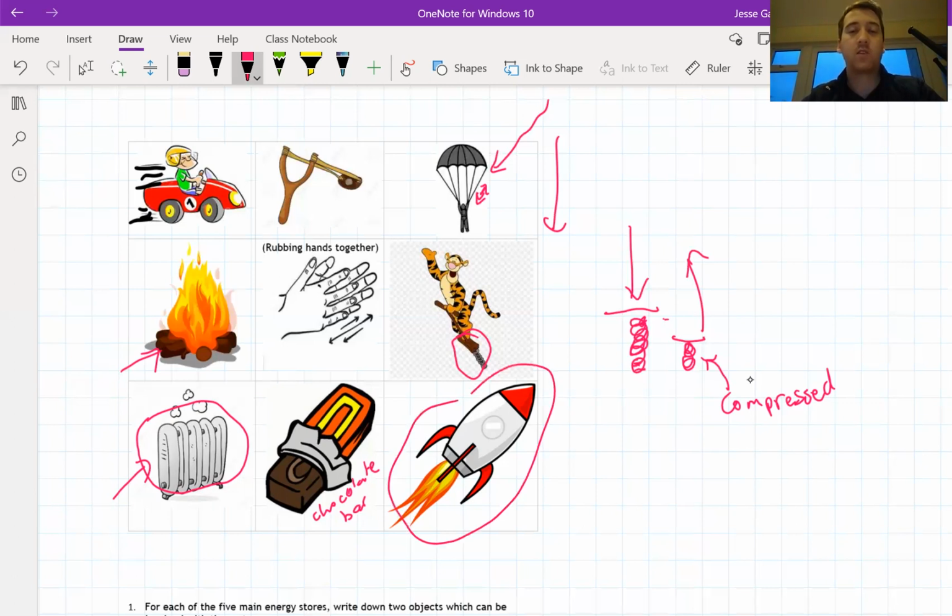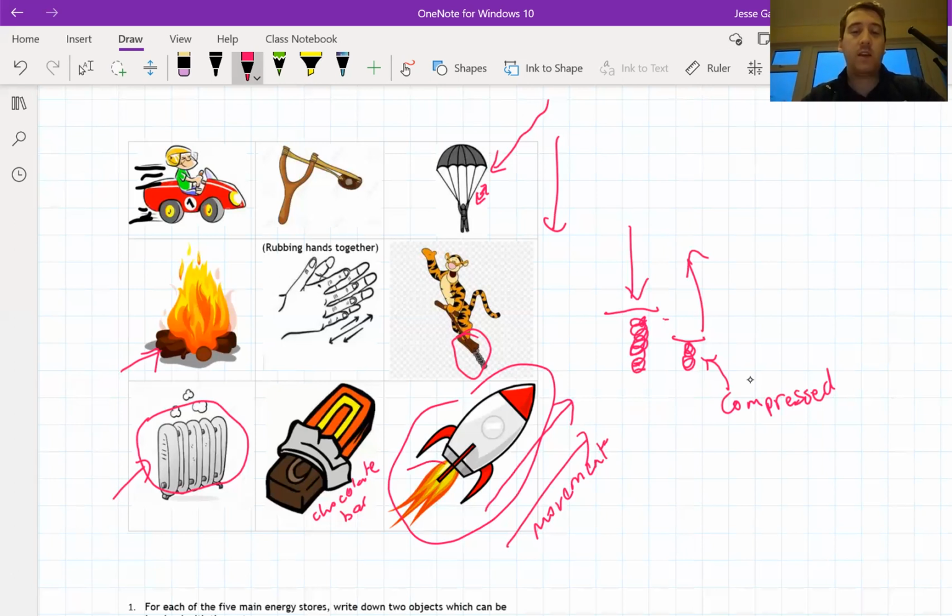Okay, so we've got a couple of things going on here. Obviously, we've got it lifting off the ground. So as it lifts off the ground, it's going to have energy added to its gravitational energy store. It's moving. It's got movement. As it moves, it's got kinetic energy in its kinetic energy store. So we've got kinetic and gravitational.